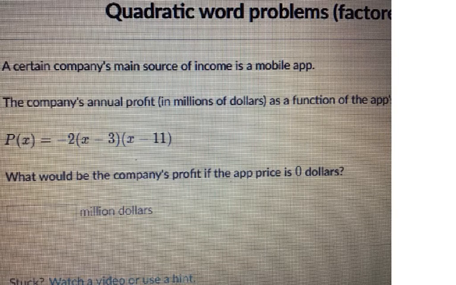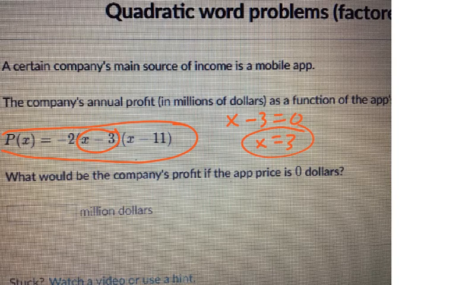Notice, guys, they gave you the function already factored. So the first thing we're going to do is find its zeros. Okay? So what makes a zero here? Well, if x minus 3 equals 0, does everyone agree x must be 3? Right here. If x minus 11 is supposed to equal 0, well, that means x must be 11.